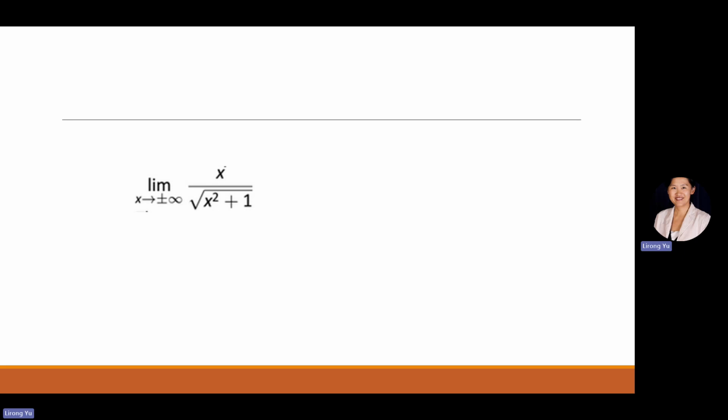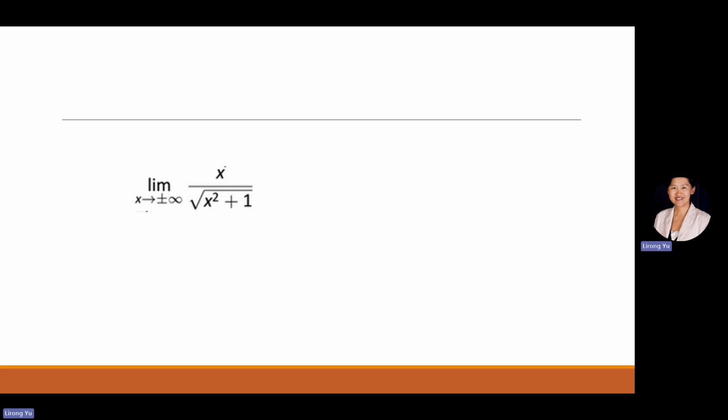So the answer is negative, sorry, it's negative 1. Because in this situation, the numerator is a negative number, the denominator is a positive number, so the whole division has to be a negative number. Any questions?